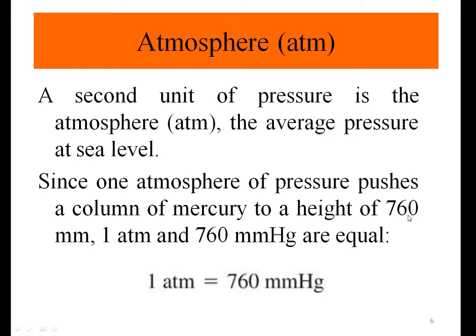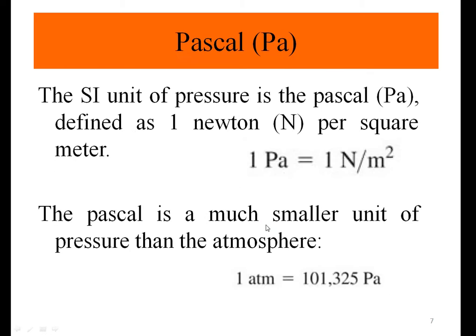Another unit of gas pressure is atmosphere, shown by ATM. The atmosphere, ATM, is the average pressure at sea level. Since 1 atmosphere of pressure pushes a column of mercury to a height of 760 millimeter, 1 ATM and 760 millimeter mercury are equal. So 1 ATM is equivalent to 760 millimeter mercury, or let's say 1 ATM is equivalent to 760 torr.